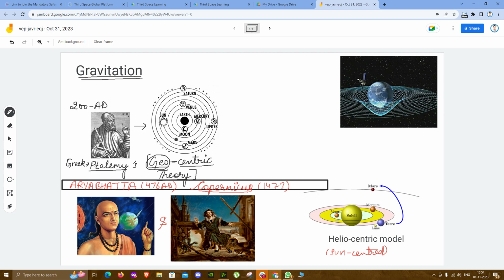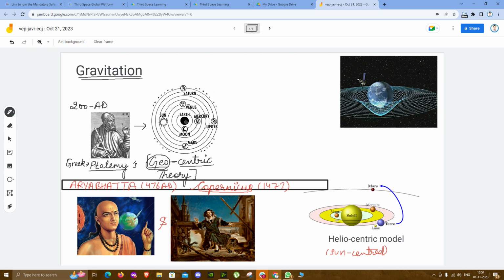Obviously, we know now that earth is not the center, but the sun is the center. But to begin with, this was the theory given by the astronomers in ancient times. So this was the geocentric theory, where earth was supposed to be the center.